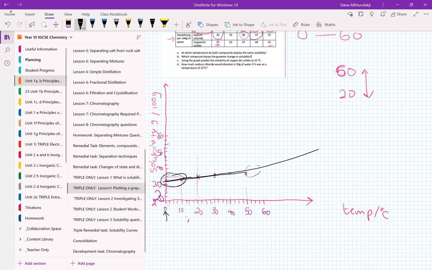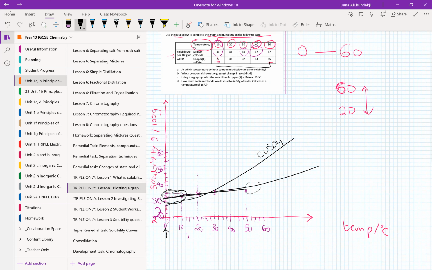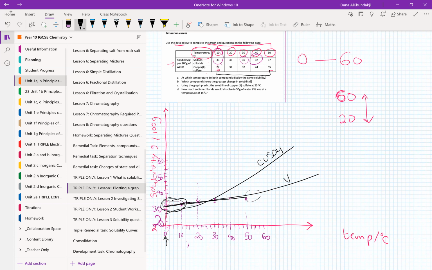You could do the same now for copper 2 sulfate, and you can compare. You can tell that copper 2 sulfate solubility starts lower, but then finishes higher, okay? And then at which temperature do they display the same solubility? At this point, let's say, I'm just going to sketch the answer, okay? So if one is like 27 over here, let's say it's like this. I would have to label that this is CuSO4, and the other one is sodium chloride, okay? So where would they display the same solubility? It's where the lines meet.